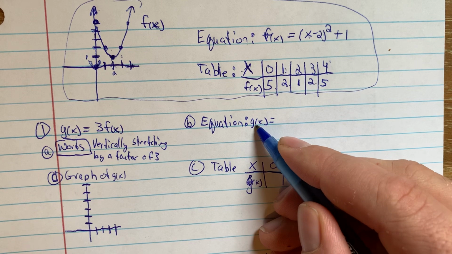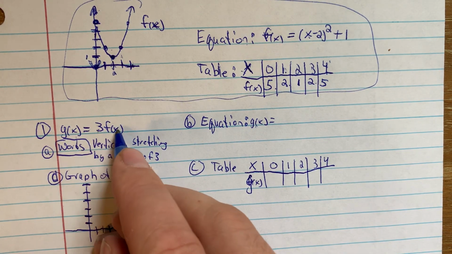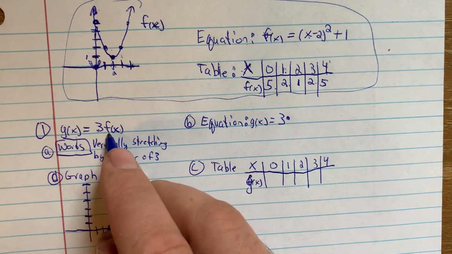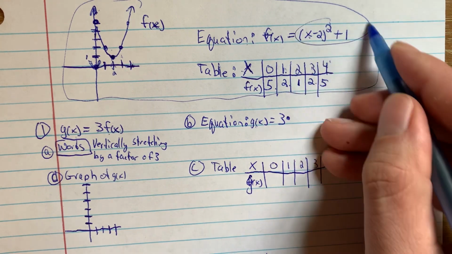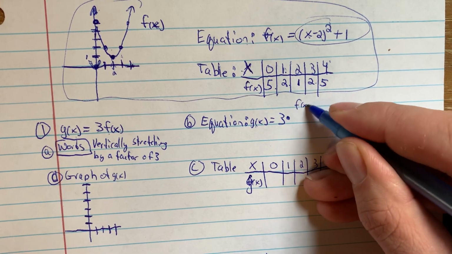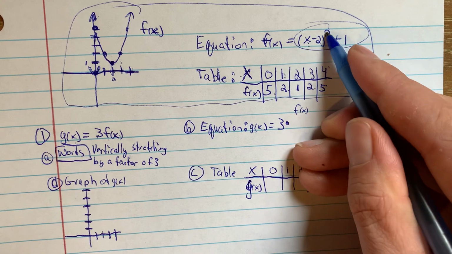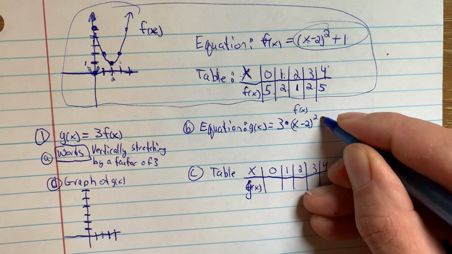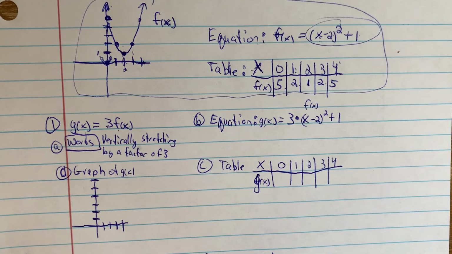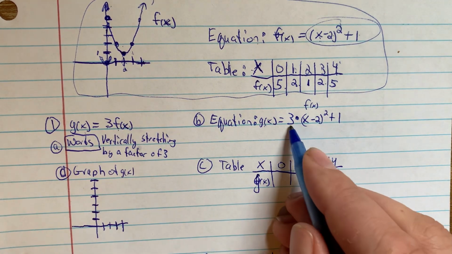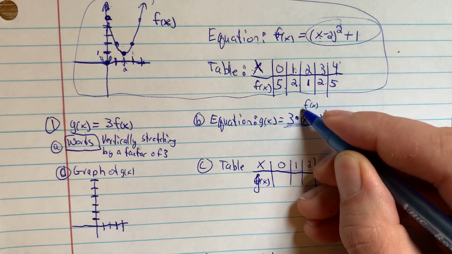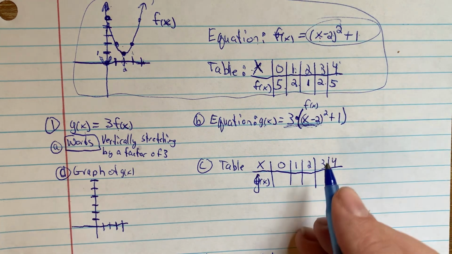The equation of g of x. G of x says it is 3 times f of x. So I'm going to take f of x from up here. F of x is equal to this. So this is going to be 3 times f of x, and what f of x is x minus 2 squared plus 1. Now I need to be careful. I'm going to write it wrong for just a second. This is wrong. Why is this wrong? It's wrong because it's supposed to be 3 times all of f of x, but the way this is written, the 3 is only multiplying this part. To make it actually multiply everything, I need parentheses around this, because f of x is a binomial.